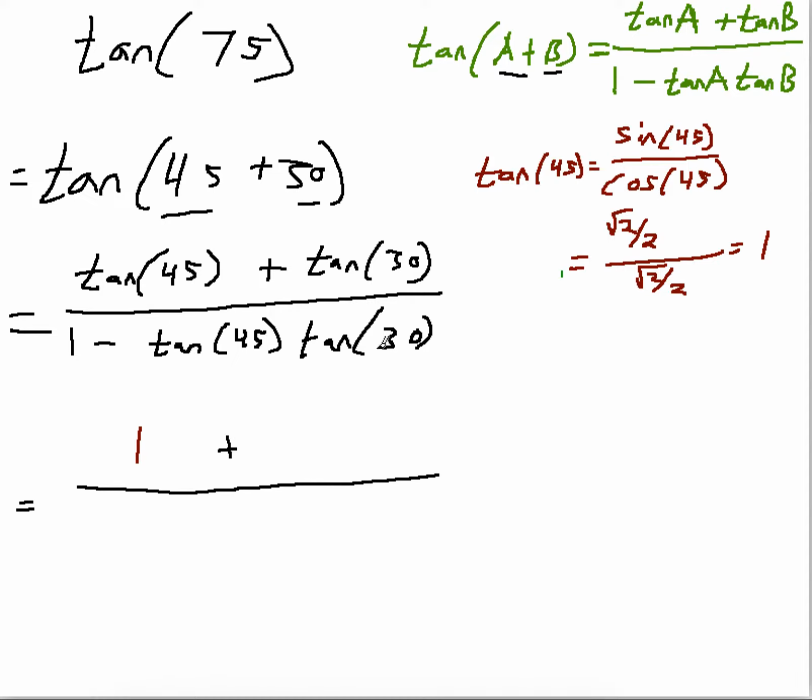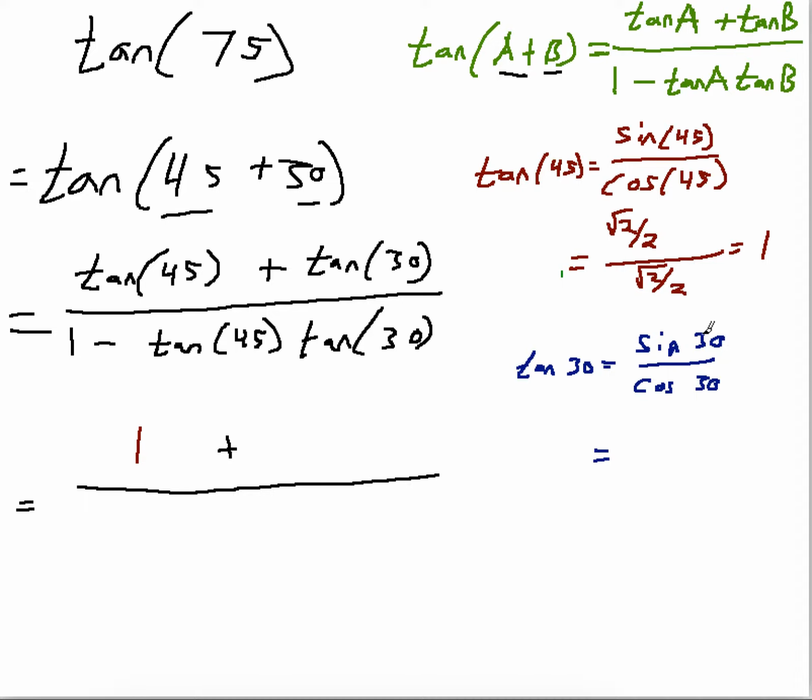And now we have this tangent 30. Again, we could put tangent 30 in terms of sine and cosine. Tangent 30 equals sine of 30 over cosine 30. And if you have trouble doing this without a calculator, that would be another place where you'll want to check out videos on doing trig functions without calculators.